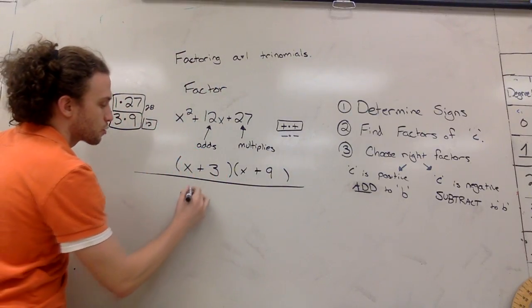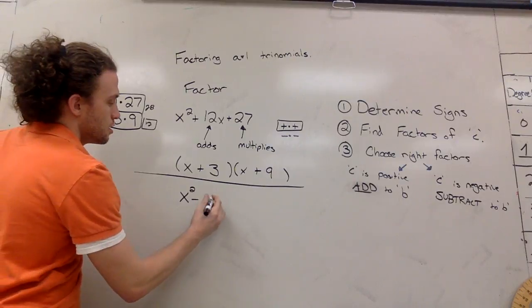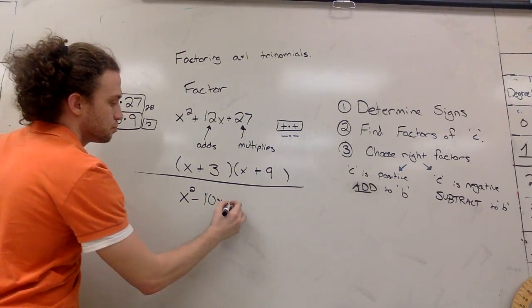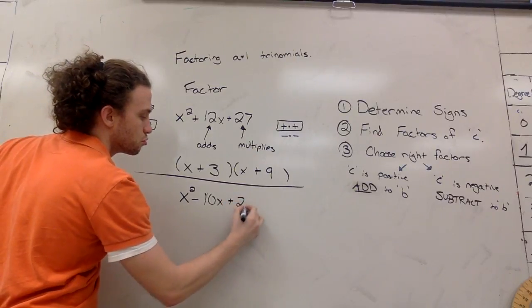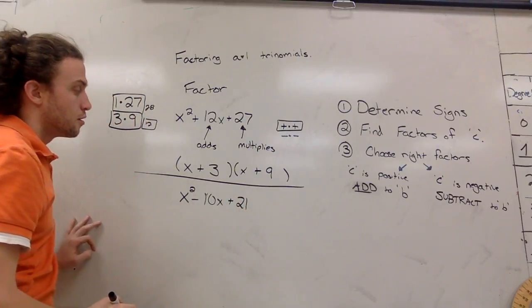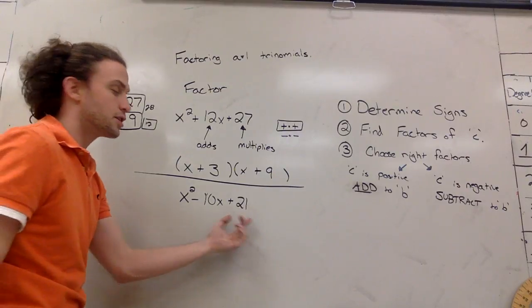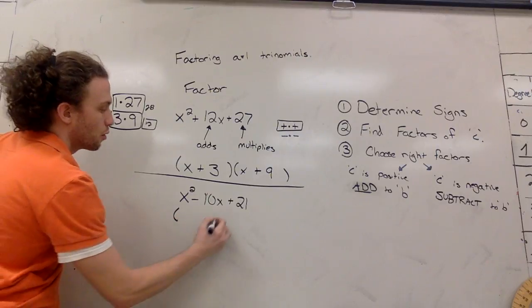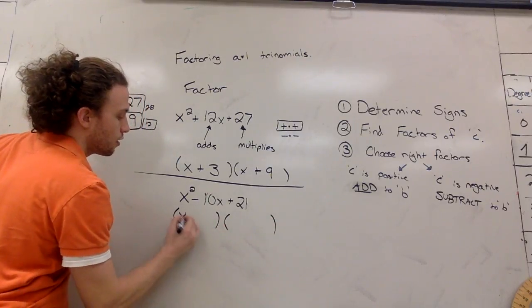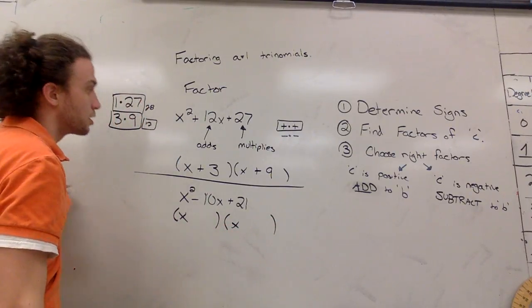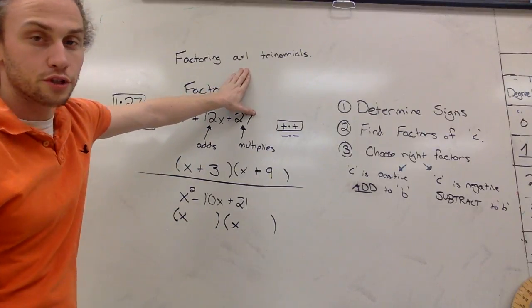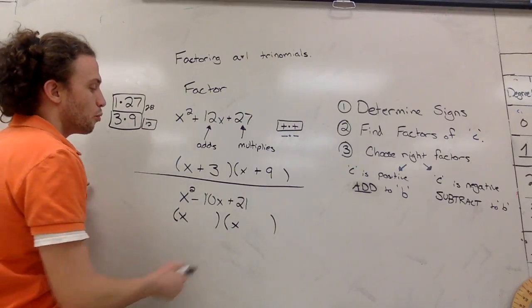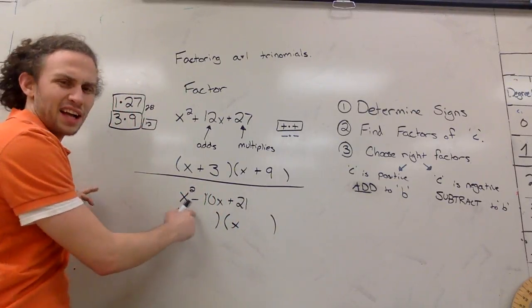Say I have x squared minus 10x plus 21. Okay. First thing we got to do is figure out what multiplies to this but adds to this. So we have to start with determining what signs we have. We're always going to have x and x when we're starting this off when we have a leading coefficient of 1. So we don't have anything in front of here. So what multiplies to a positive but adds to a negative?